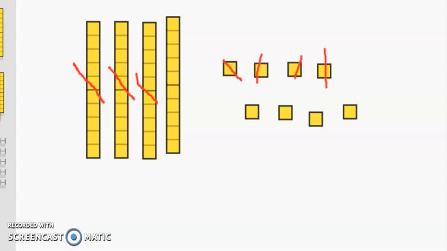All right, let's see how you did. So first, I'm going to figure out how many place value blocks there were all together. So I had 4 10s and 8 1s. That's 48. And what was I taking away? I crossed out 3 10s and 4 1s.